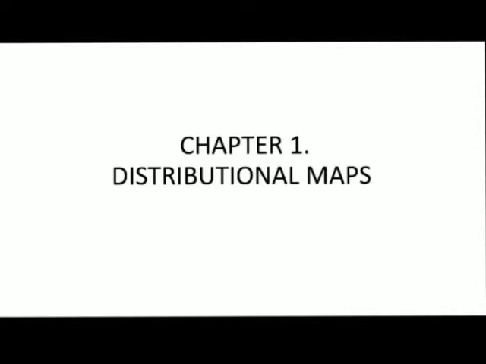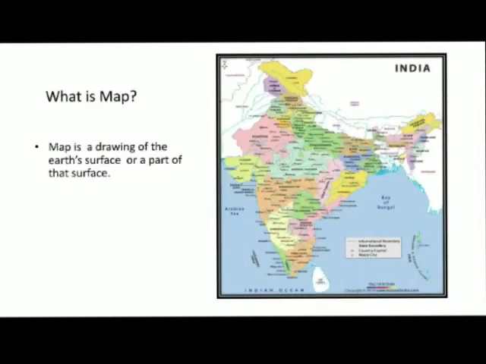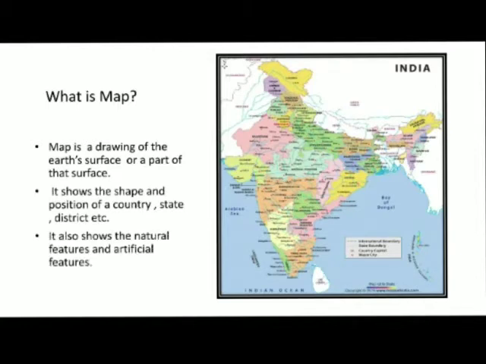The first chapter is distributional map. Before we begin with the lesson, let us understand what a map is. A map is a drawing of the Earth's surface or a part of that surface. It shows the shape and position of a country, state, district, etc. It also shows natural features like rivers, mountains, valleys, as well as artificial features such as roads, railways, buildings, bridges, etc.